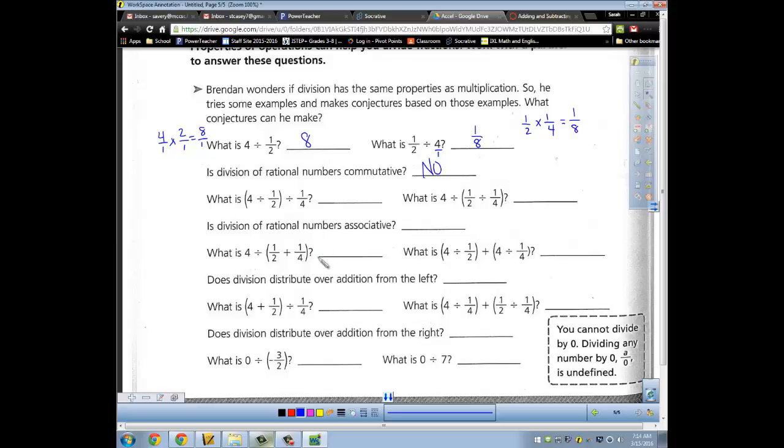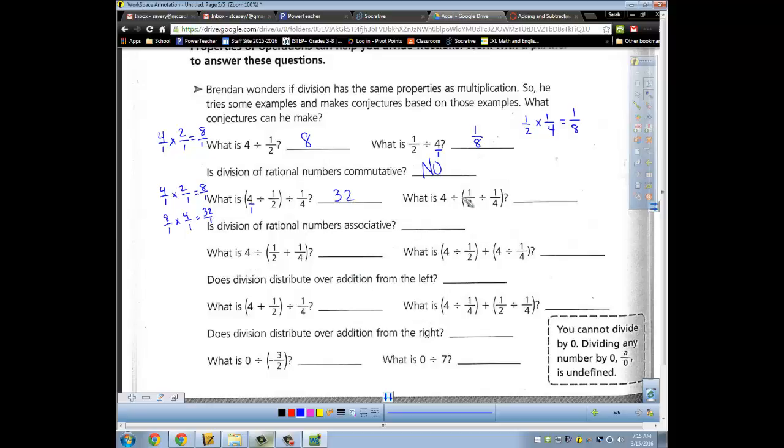Next, we're going to try associative, which is when they just change where the parentheses are in the problem. So we have 4 divided by 1/2, so that's 4 over 1. So 4 over 1, change division to multiplication, flip the second fraction to get 8 over 1, which we already knew. And then we're going to divide by a 4, so change division to multiplication, flip the second fraction. 8 times 4 is 32. 1 times 1 is 1. 32 over 1 is 32.